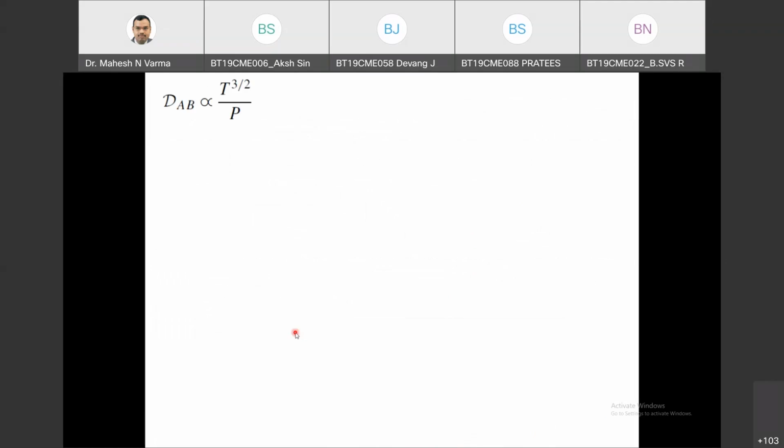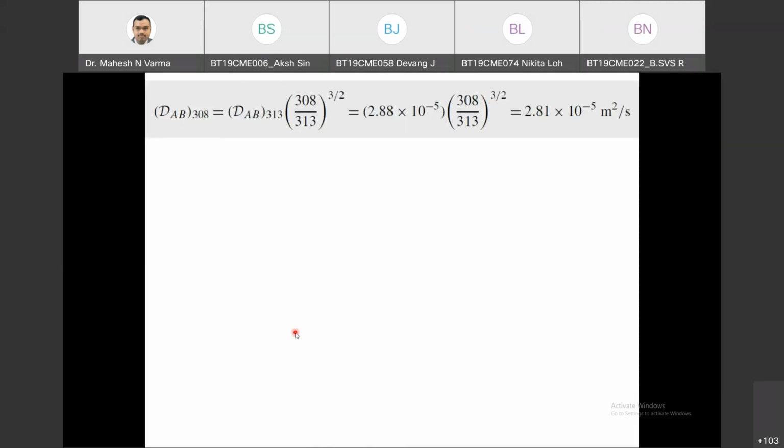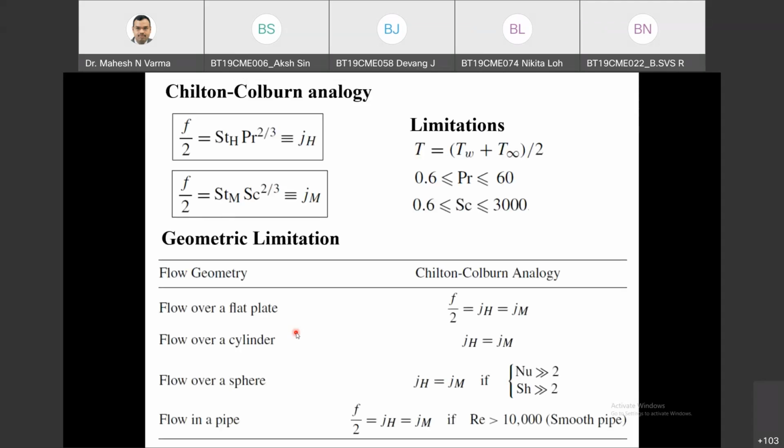Roll number 74. Nikita. Hello, sir. Yeah, am I audible? Yeah. Diffusivity at 308 Kelvin. Diffusivity at 308 Kelvin is 2.88 into 10 to the power minus 5 meter square per second. Okay. So this at 308 Kelvin is 2.81. Yes, sir. 2.81 into 10 to the power minus 5 meter square per second. Okay. Then next is get the value of Schmidt number.